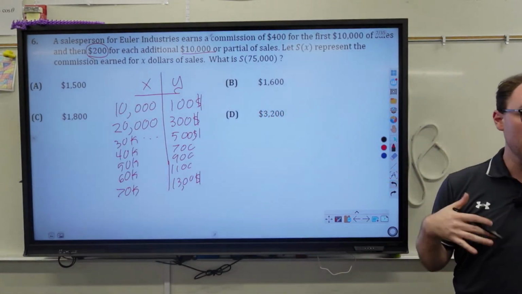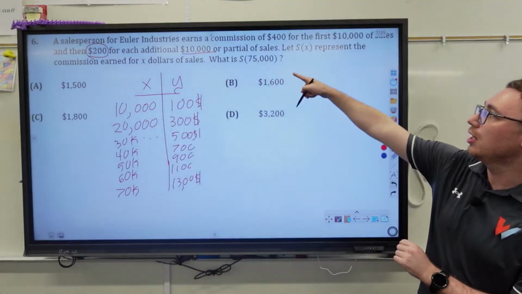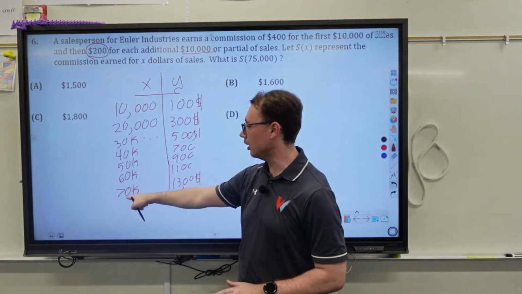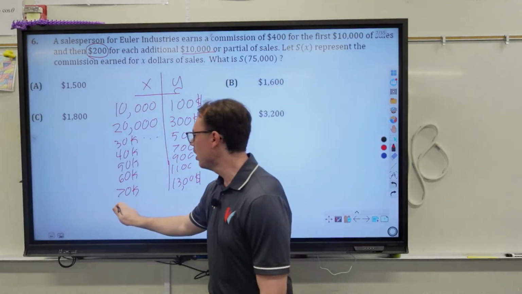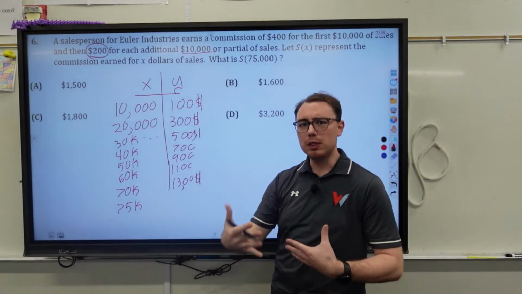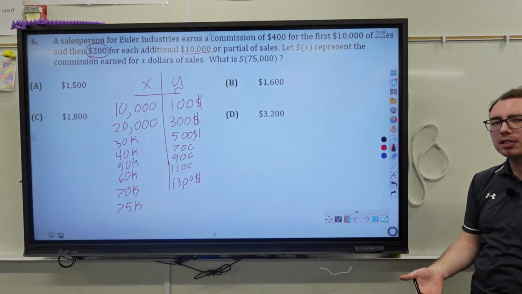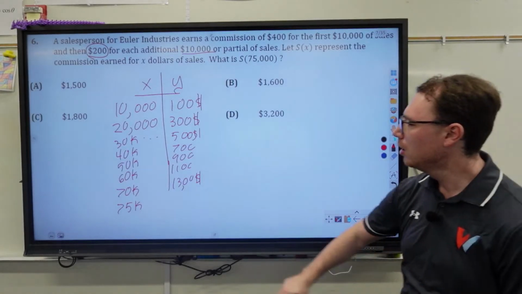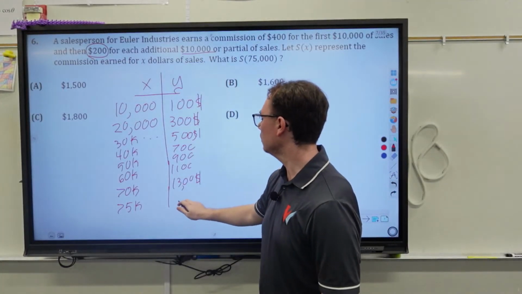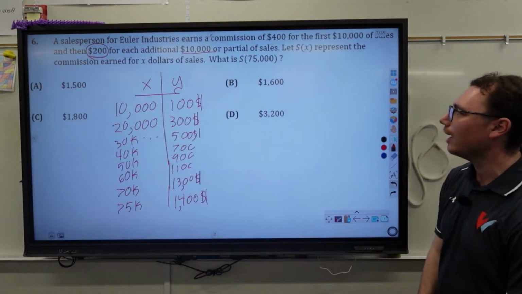So for this problem now, we need to identify how much money we're going to gain on that extra additional amount of $5,000. So notice between these $10,000 increments, we're gaining $200. But for that partial amount of $5,000, how much do we gain for those sales? Well, we can reason out that we'd gain $100 based on that partial amount of sales there. So we can get a total of 1,400. However, that's not the answer to this problem.